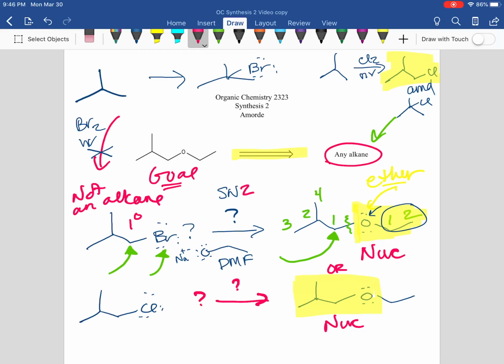What if, so what if we wanted this to be our nucleophile? How would we start that question then? Well, now we would need this whole unit to have the oxygen, and then this side would be the electrophile. So let's erase here real quick. How would we do this? We would need to start with this.